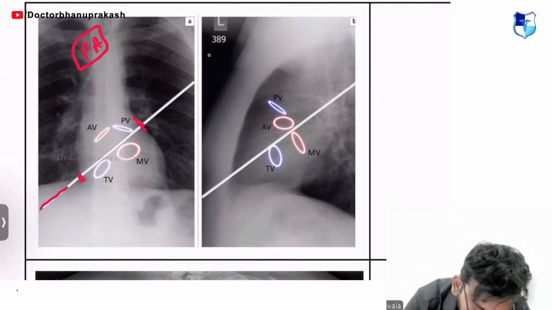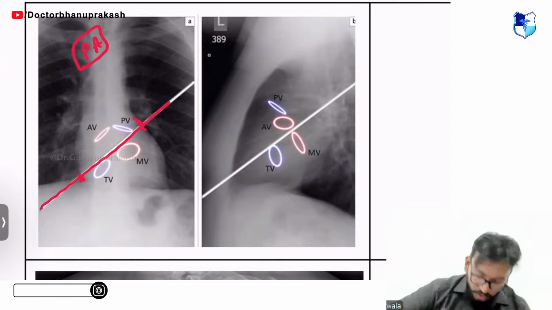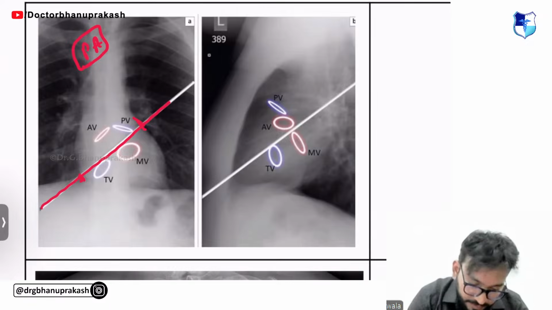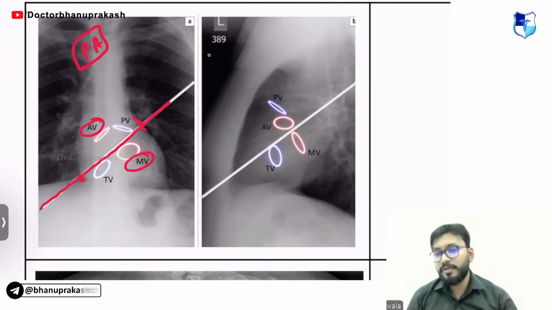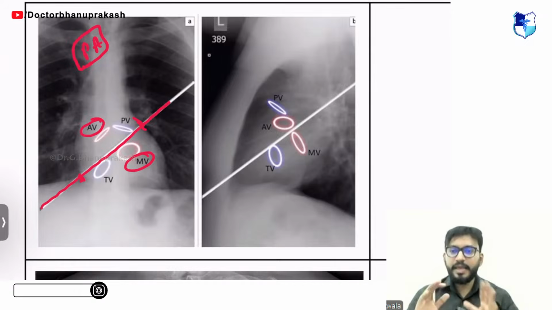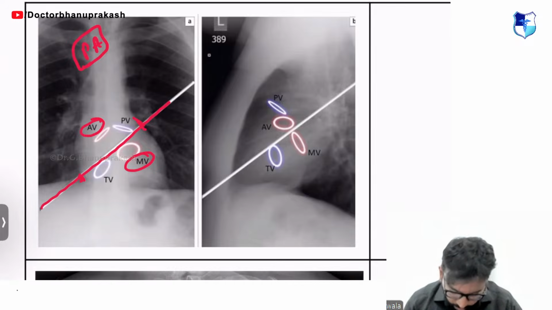You draw a straight line from your left atrial appendage to the right cardiophrenic angle. Any valve that is above this, you can safely mark as aortic, and any valve which is below this, you can safely mark as mitral valve. A for aortic, A for above the line. Mitral valve is below the line.